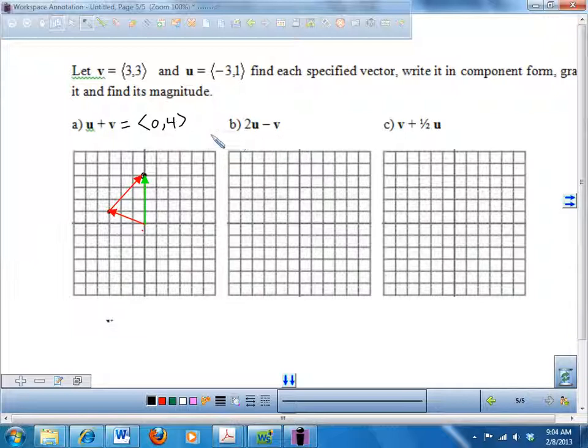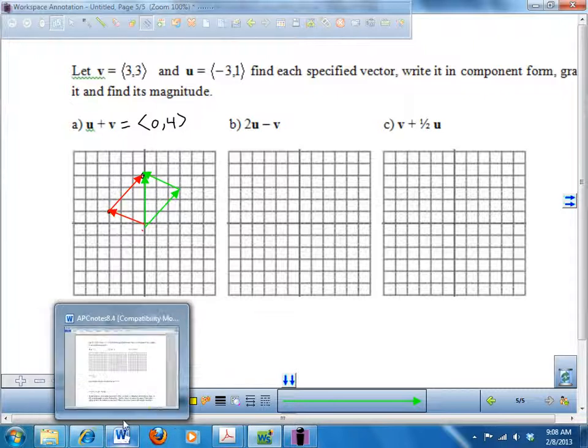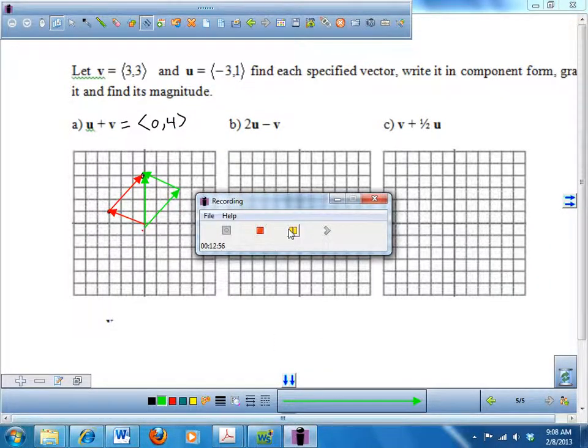Okay, so 2u minus v, I'll let you figure this out. To find 2u, and oh, the other way I could have gotten here to show you that these are commutative, I could have gone v first, right? I could have gone over 3 and up 3 first, and then I could have gone back 3 and up 1, and I would have ended up in the same spot. You see? So that's how that works. We're going to move on.